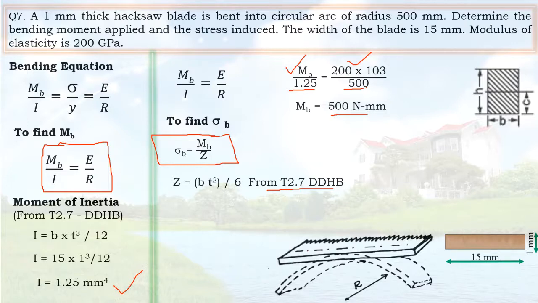This is also obtained for rectangular cross section from table number 2.7 of the design data handbook. Substituting the values of B and T in this case, B as 15 and T as 1, so 15 into 1 square divided by 6, we'll be able to determine the value of Z as 2.5 mm. Since we got the value of Z as 2.5 mm and also we have determined the bending moment, we'll be able to determine sigma B is equal to 500 by 2.5, which amounts to 200 megapascals.